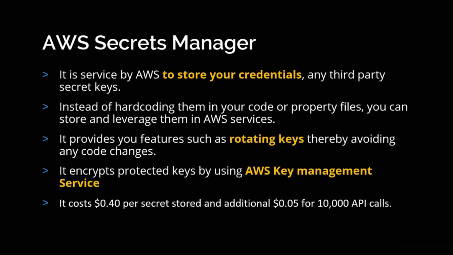Now, the last point is something which I want you to know: the cost of storing per secret is $0.04, and an additional $0.05 for every 10,000 API calls. So this comes with a cost. Initially, when you set up Secrets Manager, you get a trial period of 30 days, which is free. After the trial period, you will be charged per secret and the number of calls you make to AWS Secrets Manager.